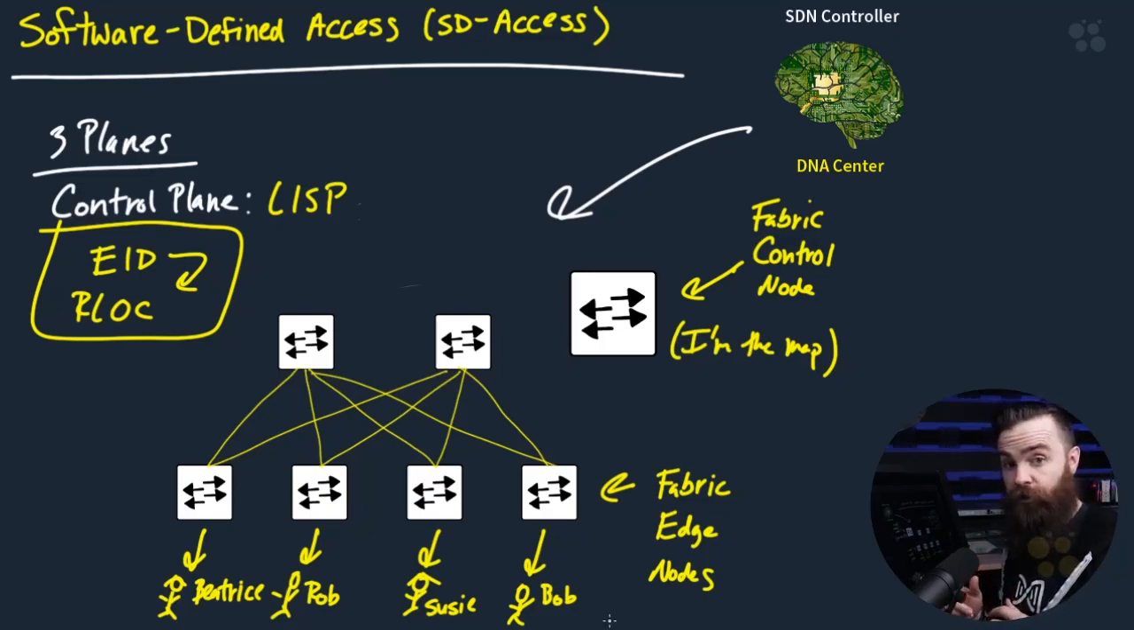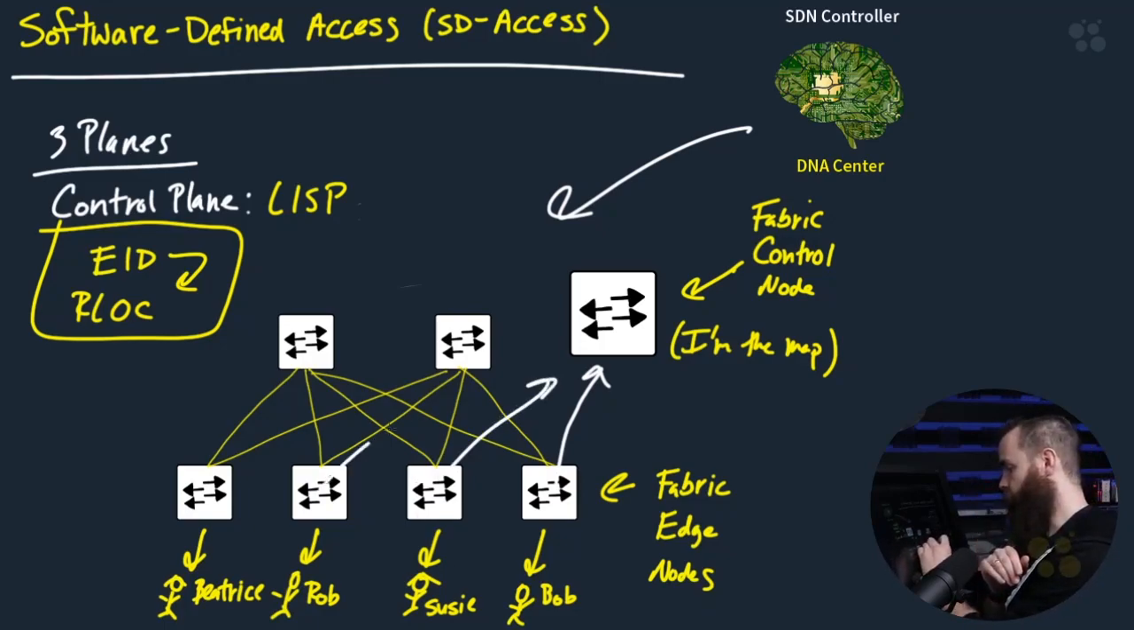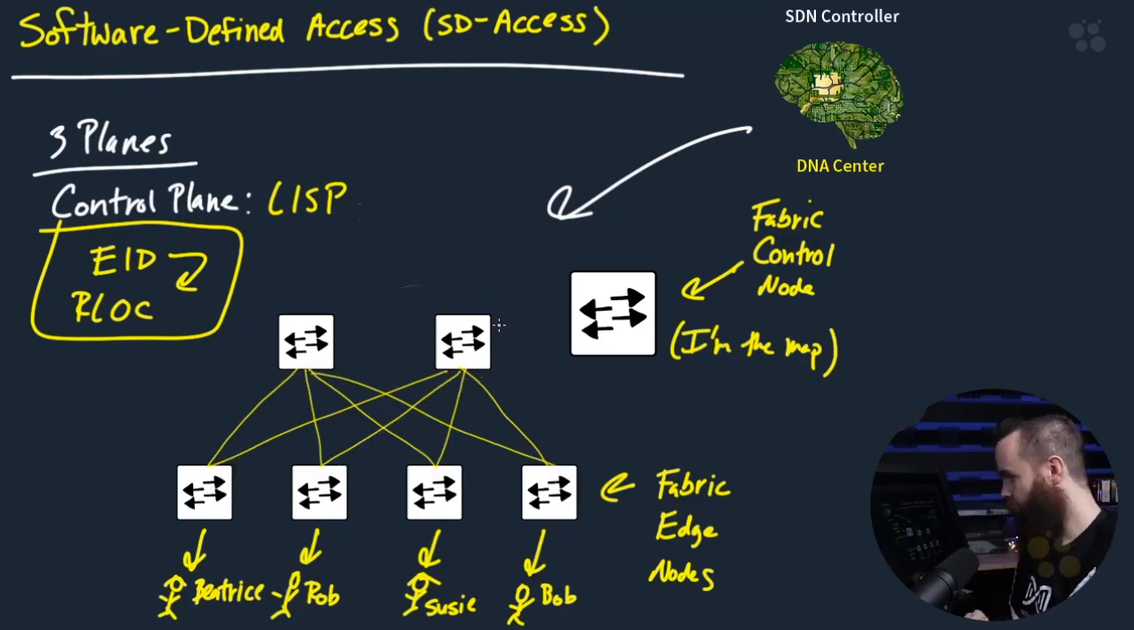Well, the fabric edge nodes let him know. They register whoever's connected with them to the map. Bob's over here. Susie's over here. Rob's over here. Here's Beatrice. So he has that address book. He's like the Yellow Pages, DNS.